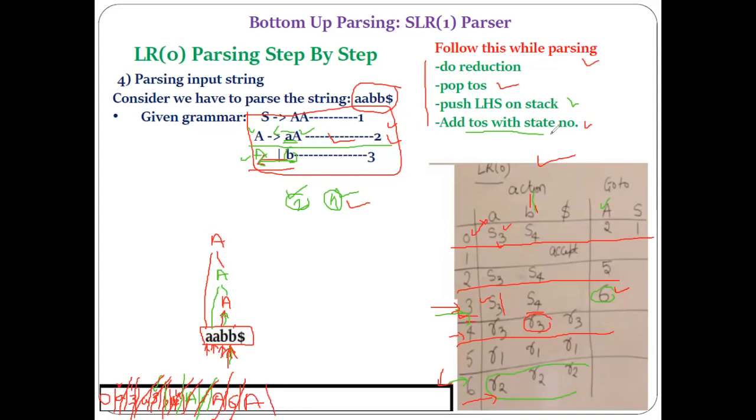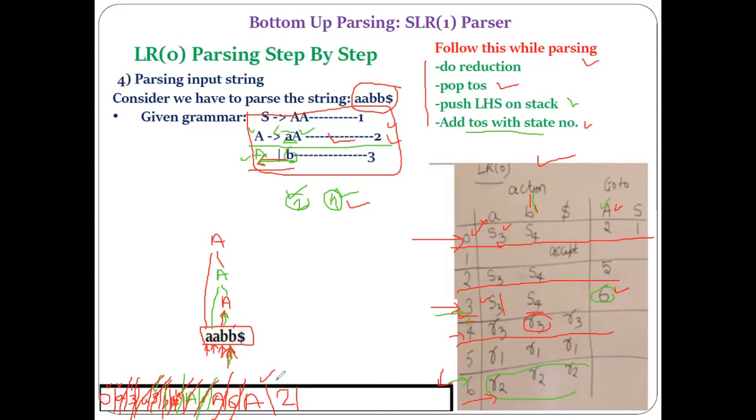Then add the state number on top of the stack. Now which state number will you add on top of the stack? So the top of the stack is what? This A. And what is below that? This 0. Now 0 on A. So you have to make the entry of which state? State number 2 here.